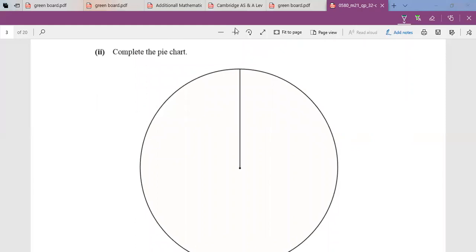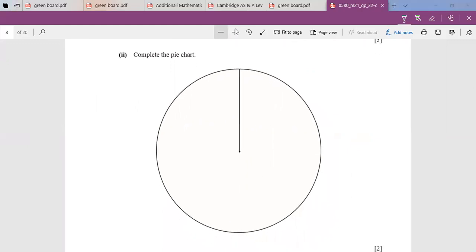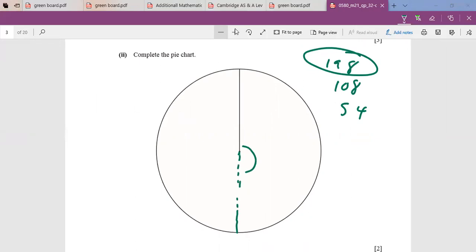The other one is saying, complete the pie chart below. So we have got these angles that we must write, 198, 108, and 54. So you can see that 198 is greater than 180. So if we extend a line here, you know that this is 180, isn't it? But we want 198, meaning that we have 18 more. So it might be somewhere there. So this angle here is 198 degrees. Alternatively, you can measure using a protractor, and this is biology.